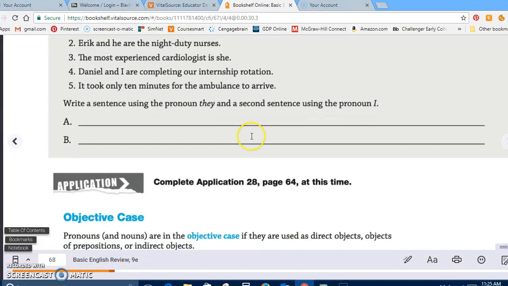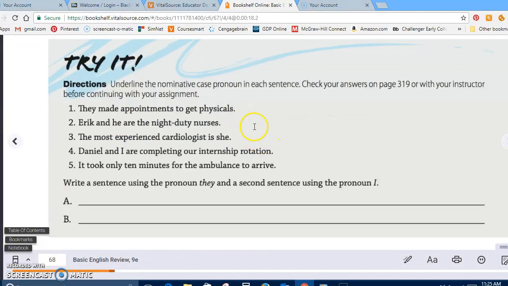So that gives you a few examples on the nominative case, and we will do the objective next.